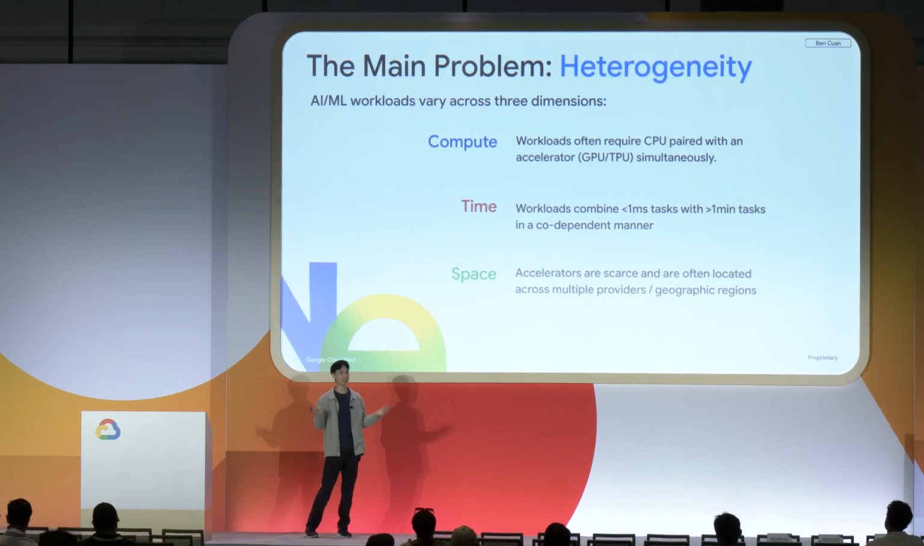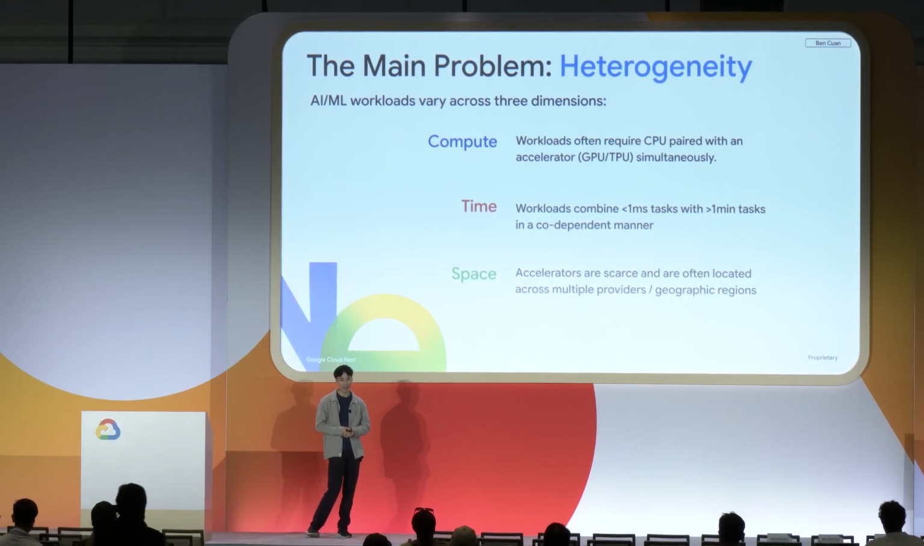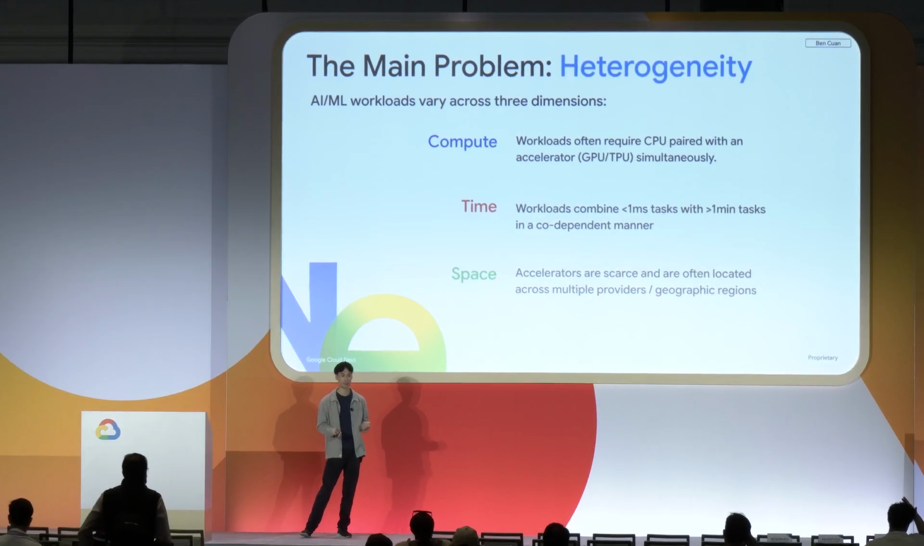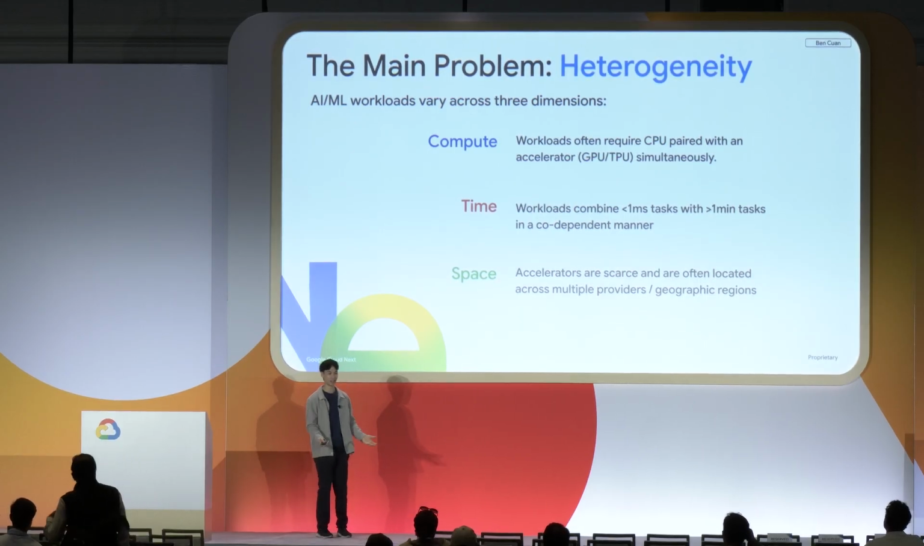And finally, accelerators are currently pretty scarce at the moment. Maybe you've heard. And so we kind of need to get what we can get. And so therefore, they're often spread across multiple cloud providers and geographic regions. So how do we actually deal with all of this variance?